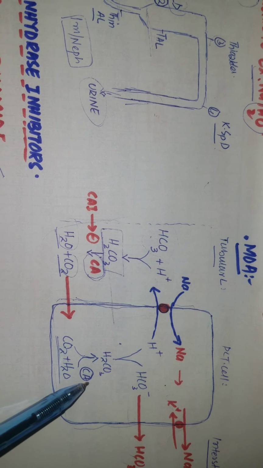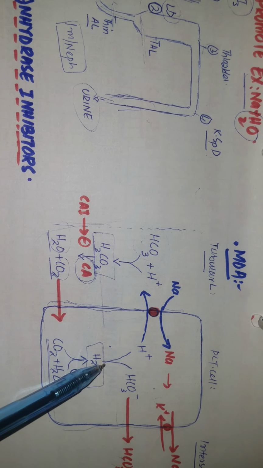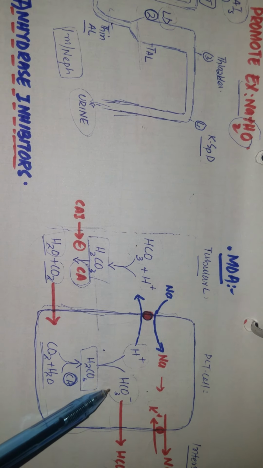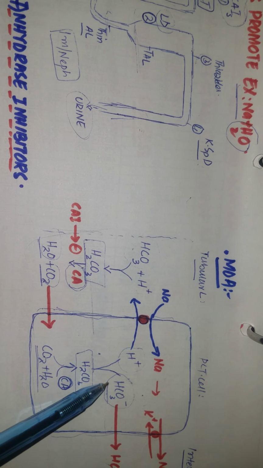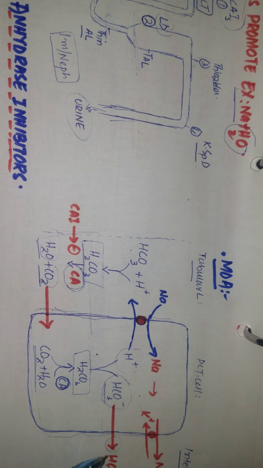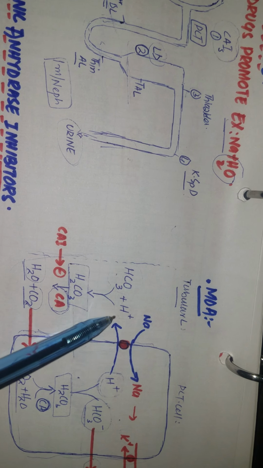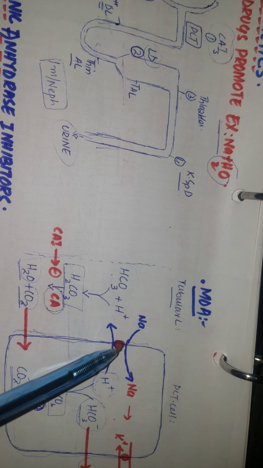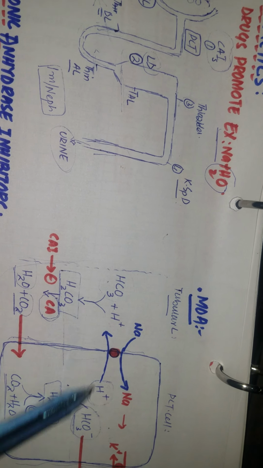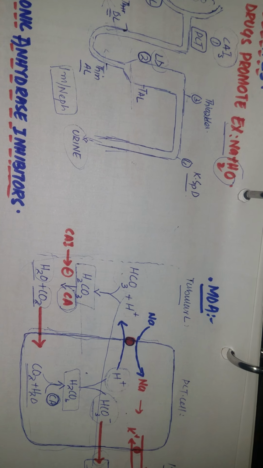Inside the cell, they combine again through carbonic anhydrase and form carbonic acid again, which dissociates into hydrogen and bicarbonate ion. The bicarbonate ion formed will be absorbed into the interstitial fluid through its channels, and the hydrogen ion formed will be thrown back to the lumen through the sodium hydrogen pump. Hence we have absorbed the bicarbonate ion into the interstitial fluid in an indirect manner.